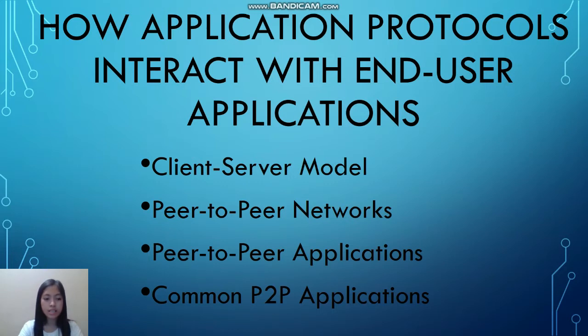So first is the client-server model. In the client-server model, the device requesting the information is called a client, and the device responding to the request is called a server. Client and server processes are considered to be in the application layer. The client begins the exchange by requesting data from the server, which responds by sending one or more streams of data to the client.